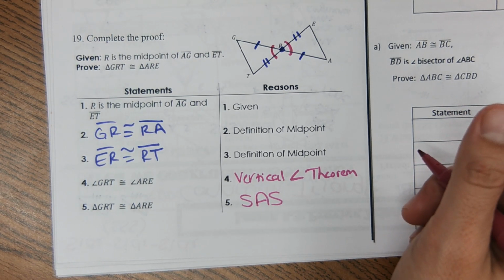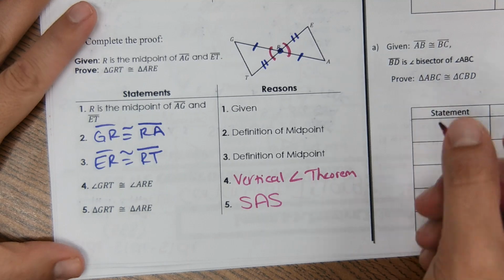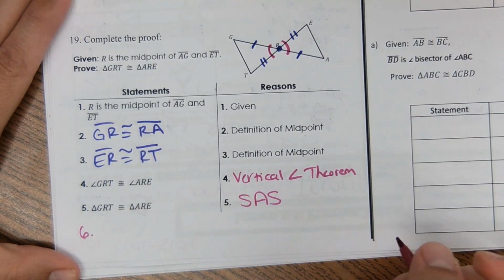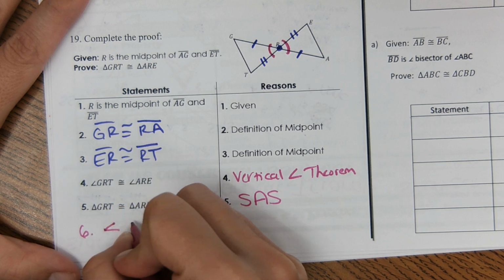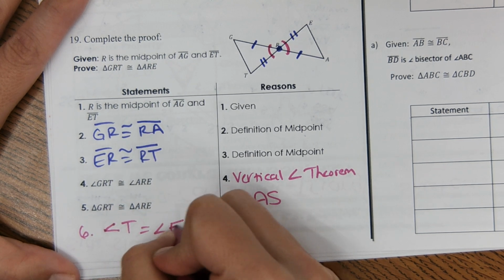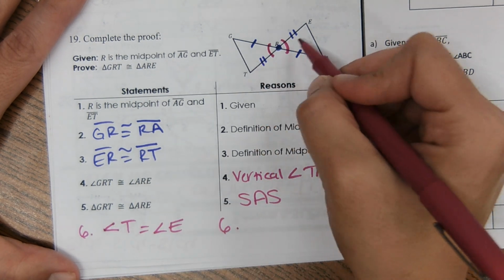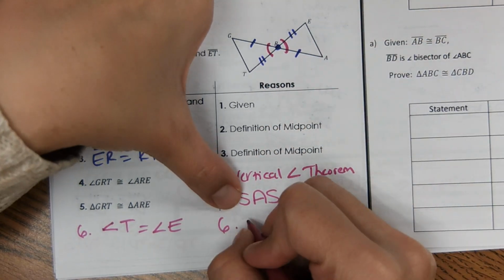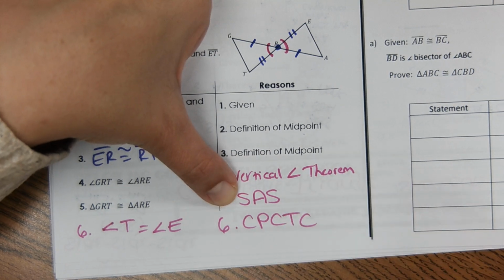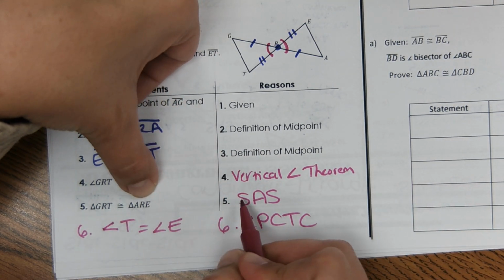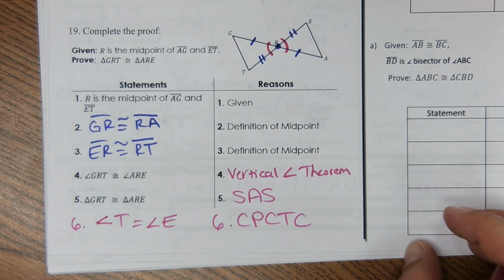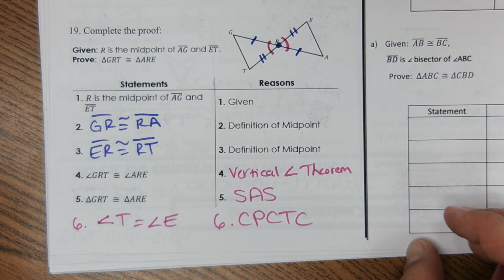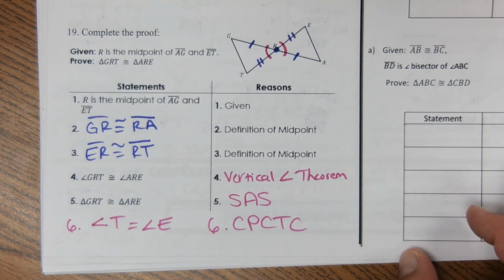Sometimes they'll take it one step further though, and after you prove them congruent, they'll ask you for one more step. So they'll say, okay, they're congruent. Now we're going to say that angle T is equal to angle E. And the reason that you can now say that angle T is equal to angle E is because of corresponding parts of congruent triangles are congruent. So once you have them congruent, then you could say that all their parts are congruent. So you could take it one step further, and sometimes they will in the proofs. Okay, next side, we're almost there.